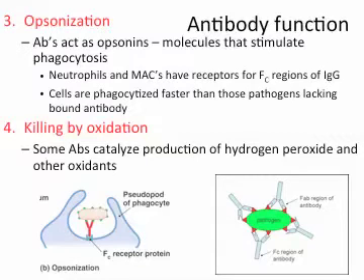Antibodies can also bind to the foreign invader and stimulate production of hydrogen peroxide and other oxidants by specifically neutrophils. And hydrogen peroxide, of course, will kill bacterial cells.